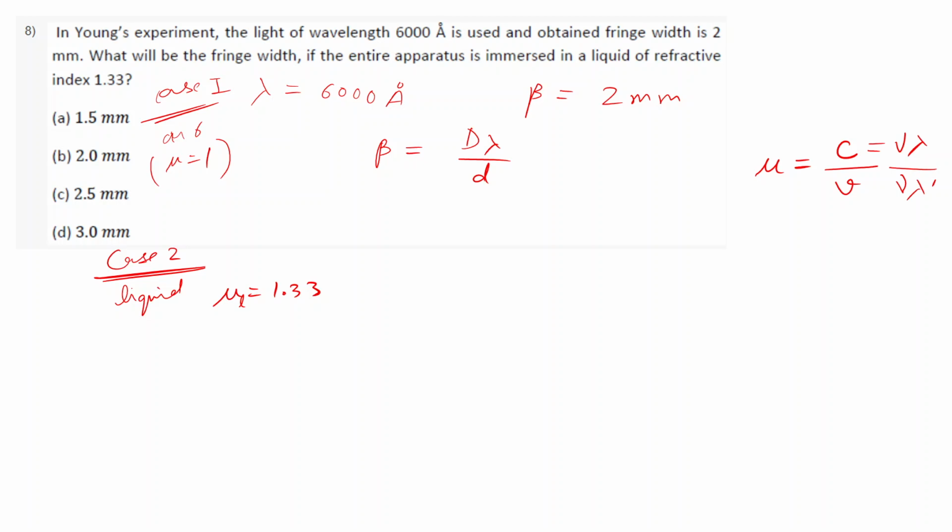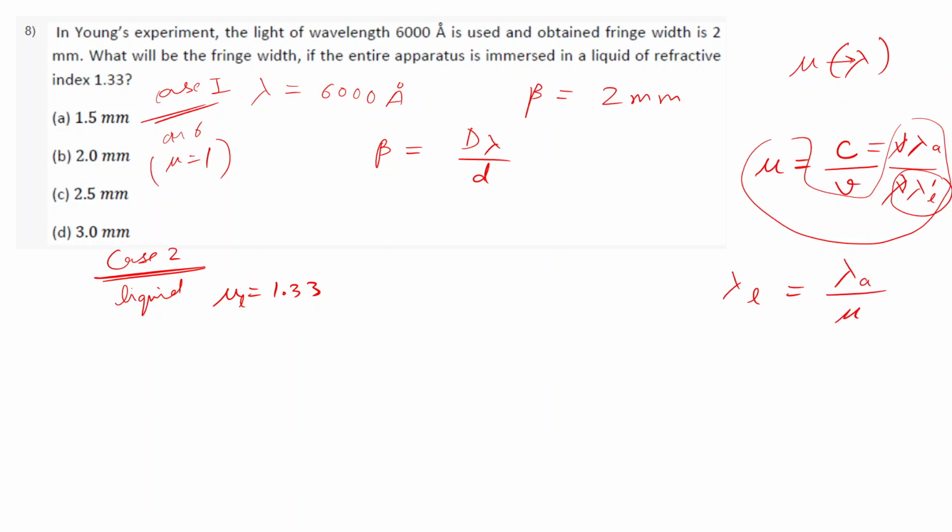So the wavelength we were told was in air. Now this wavelength is in this liquid, because we know refractive index is a function of wavelength. For different wavelengths, the refractive index of any material is different. Here we can see from this relation that frequency is the same. That means the wavelength in the liquid will be the wavelength in air divided by the refractive index of the medium.